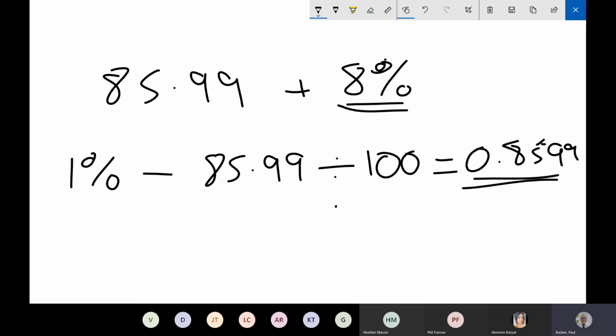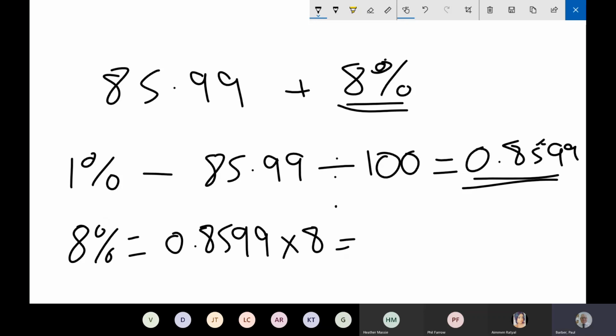We need to know what is 8% of it. So simply, we take that figure, 0.8599, and we want 8 of them. So we just times it by 8, which will give us a figure of 6.8792. Again, if you're following the calculator, hopefully you'll see all that. That's a very long number. I'm going to leave that as a long number for now, and I'll mention why in a moment. So we've worked out there that 1% of 85.99 is this figure, 0.8599, but we want 8%, so we times it by 8 and we've come up with a figure.